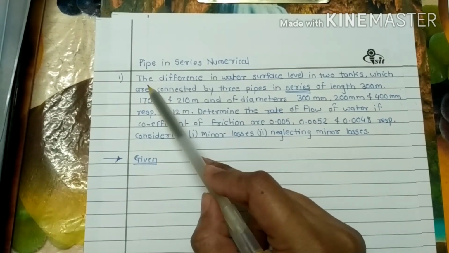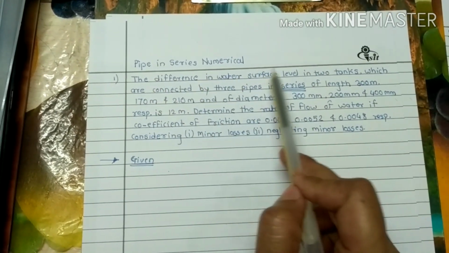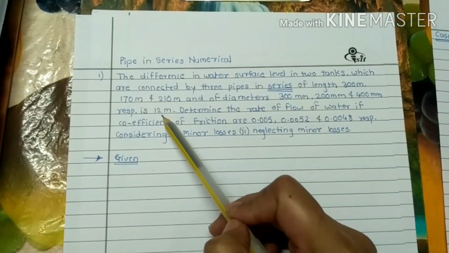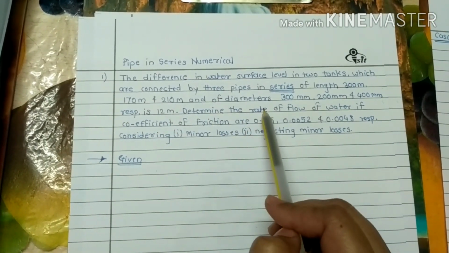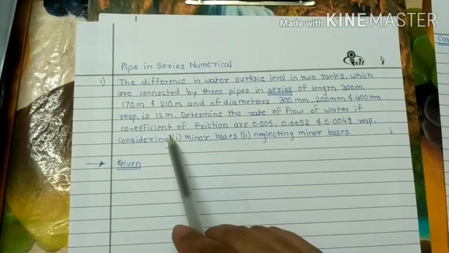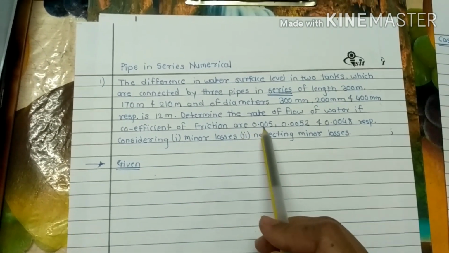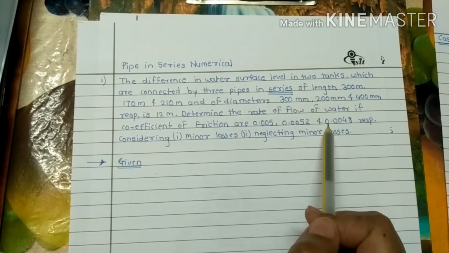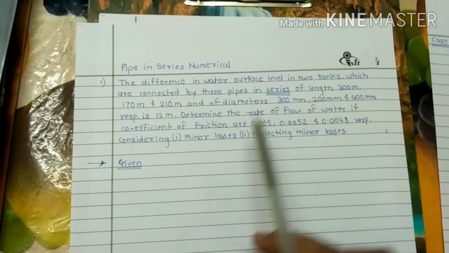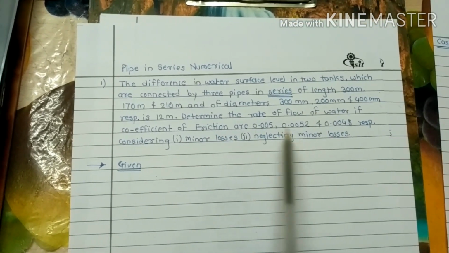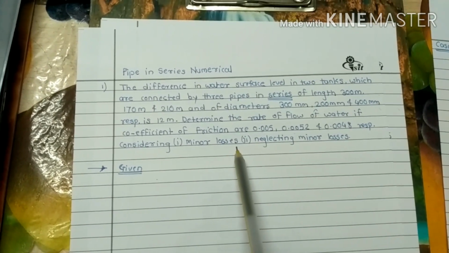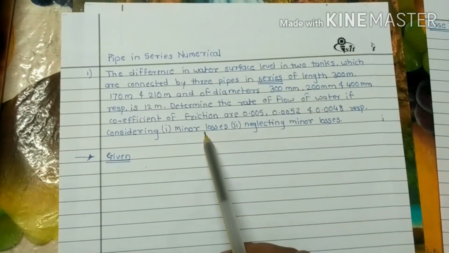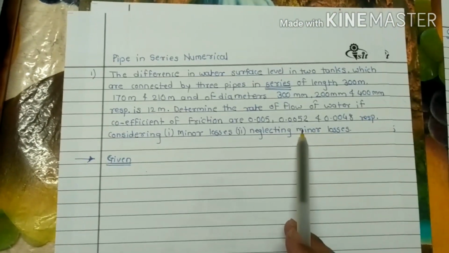The first line which they have mentioned: the difference in water surface level in the two tanks is 12 meter. That means the value of H is given. Now determine the rate of flow of water if coefficients of friction are 0.005, 0.0052, 0.0048 respectively, considering minor losses and neglecting minor losses. That means major loss is compulsory, and in one case they have said consider the minor loss also, and in the other, neglect the minor loss.